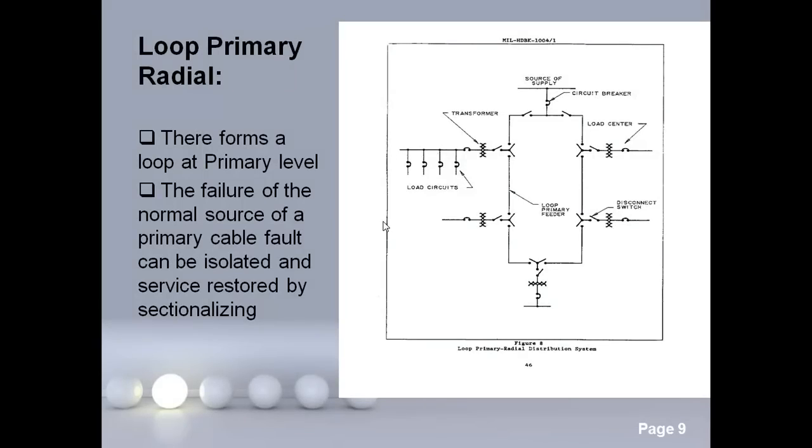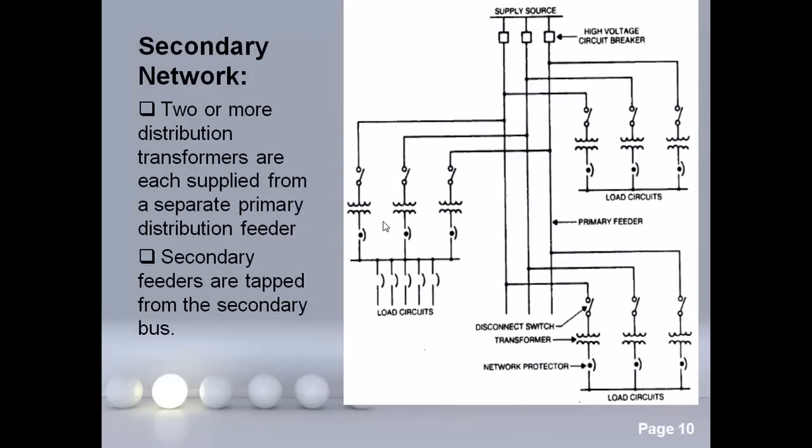The next one is loop primary radial. Loop primary radial is very effective in maintaining the reliability of the power system, and on failure of the normal source or a primary cable fault, the fault can be isolated and service restored by sectionalizing. The last one is the secondary network, which is the most effective among all the connection schemes, but the disadvantage is that it is more costly, though the reliability is worth the cost.